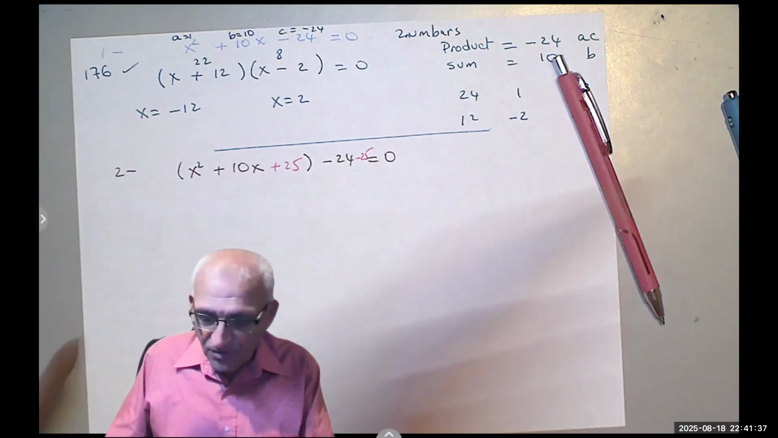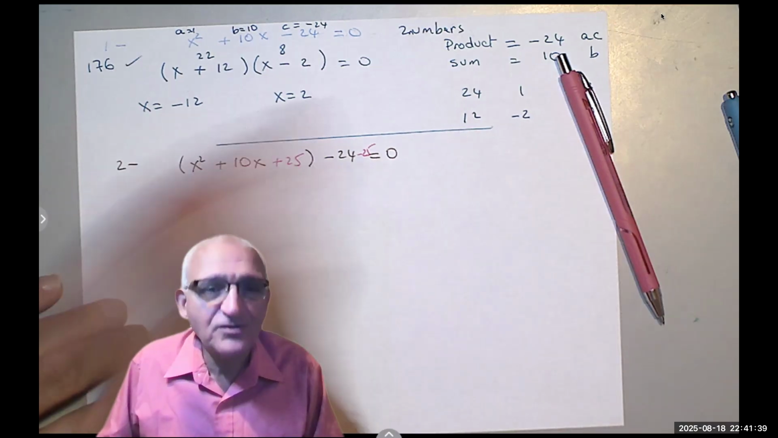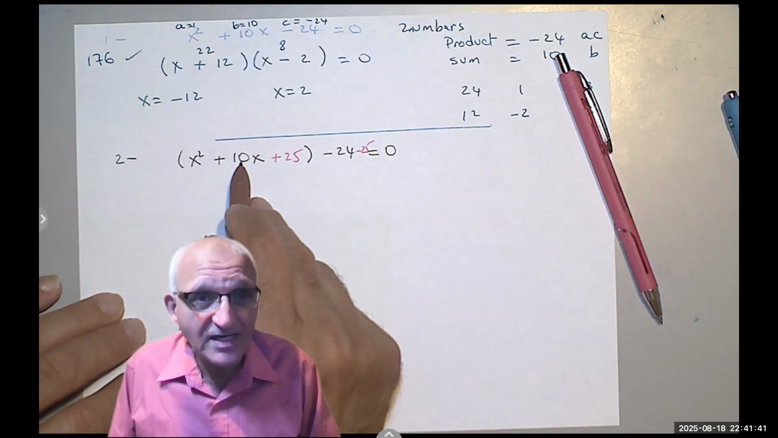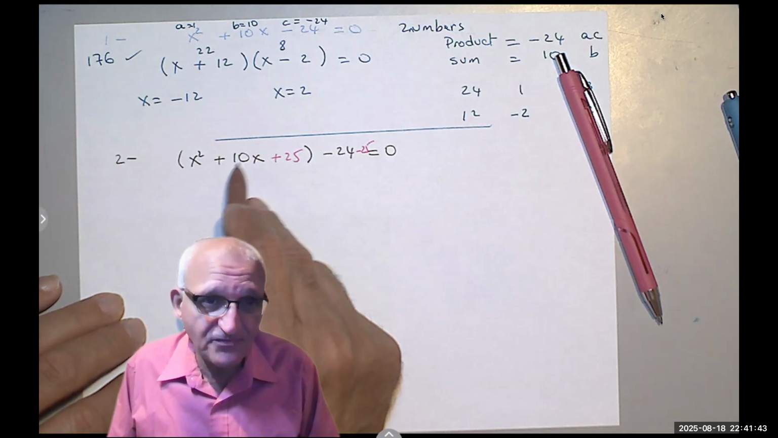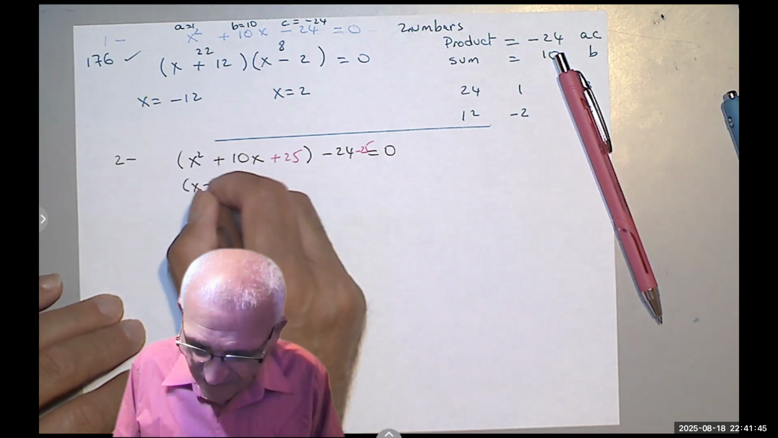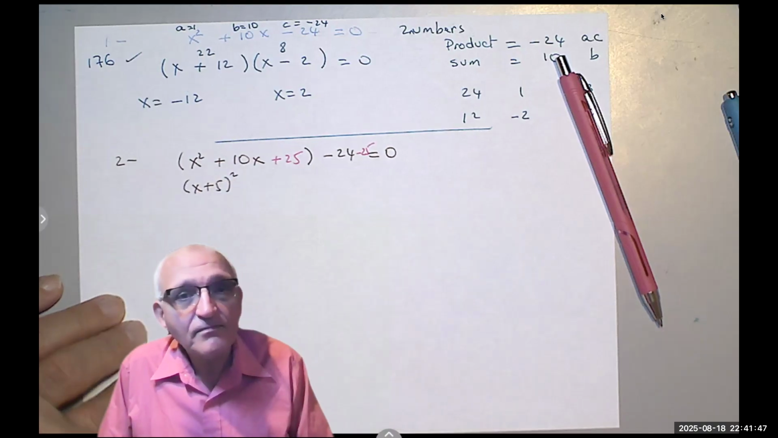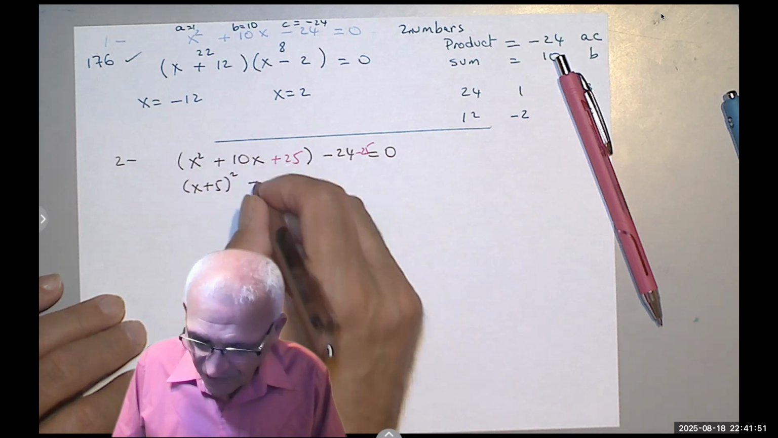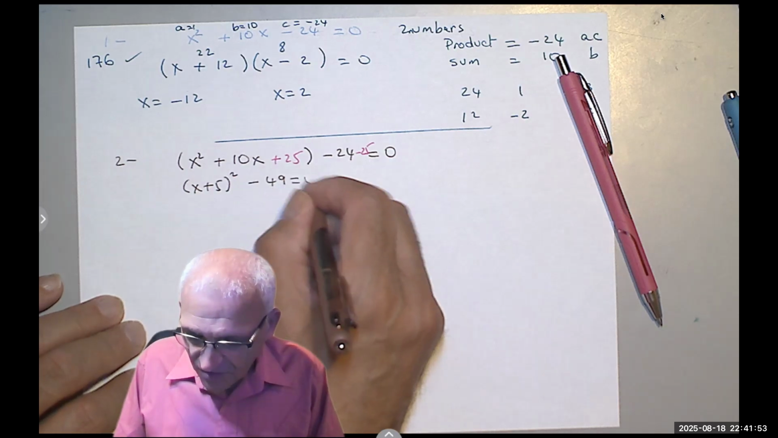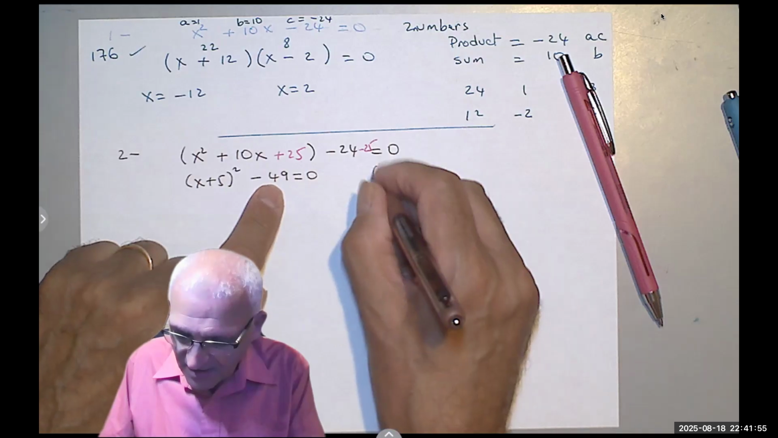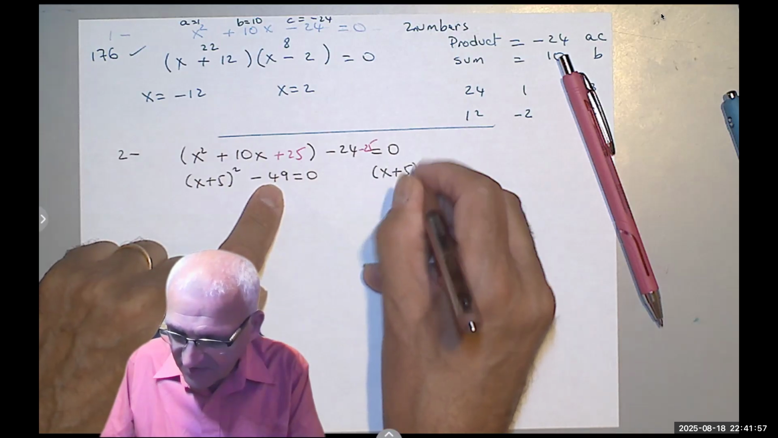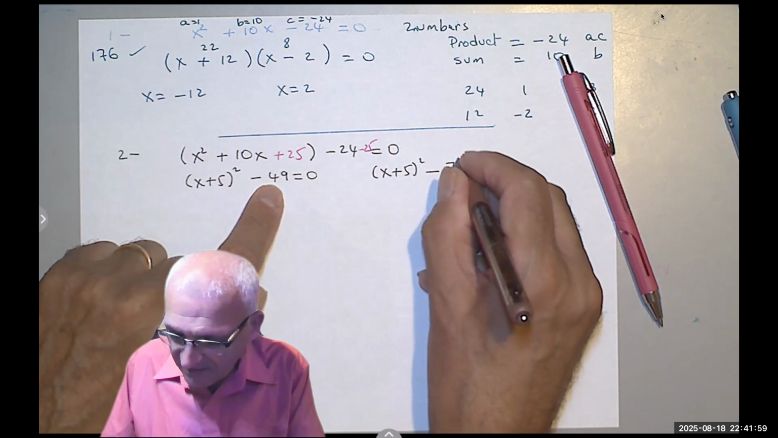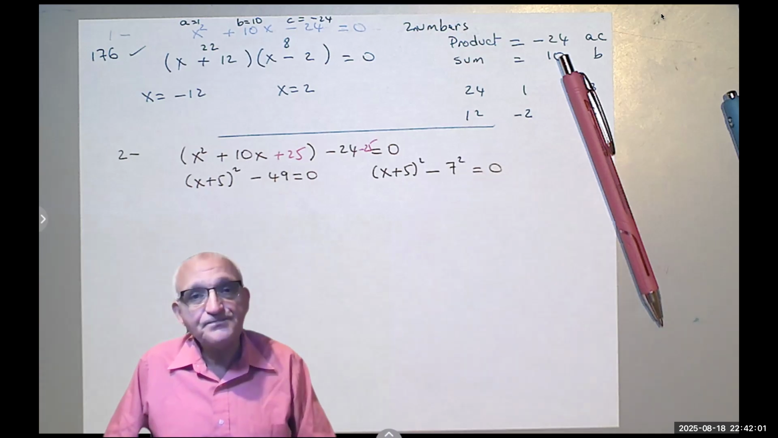Okay? Now the quantity between parentheses, without thinking, when I divided this by 2, I got plus 5. So it's x plus 5 squared. And 24 and 25 is 49. Minus 49 equals 0. And you can see that 49 is a perfect square. It's 7 square. So I write minus 7 square equals 0.